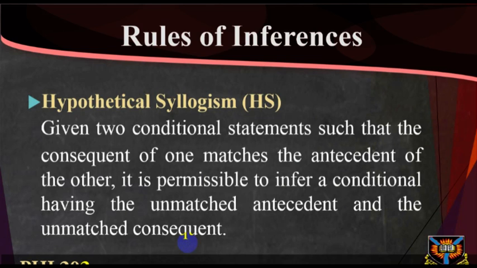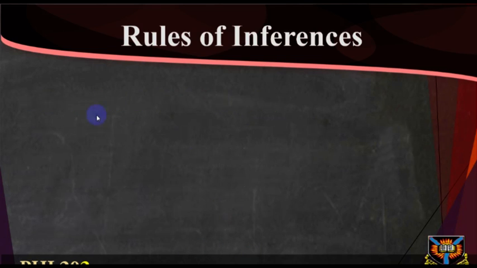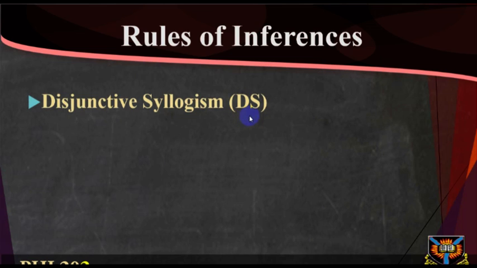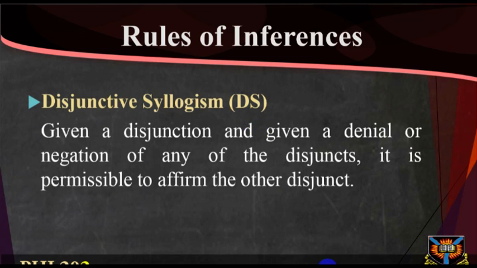Number 4. Disjunctive syllogism, DS. P or Q, not P, therefore Q, or P or Q, not Q, therefore P. Given a disjunction and given a denial or negation of any of the disjuncts, it is permissible to affirm the other disjunct.